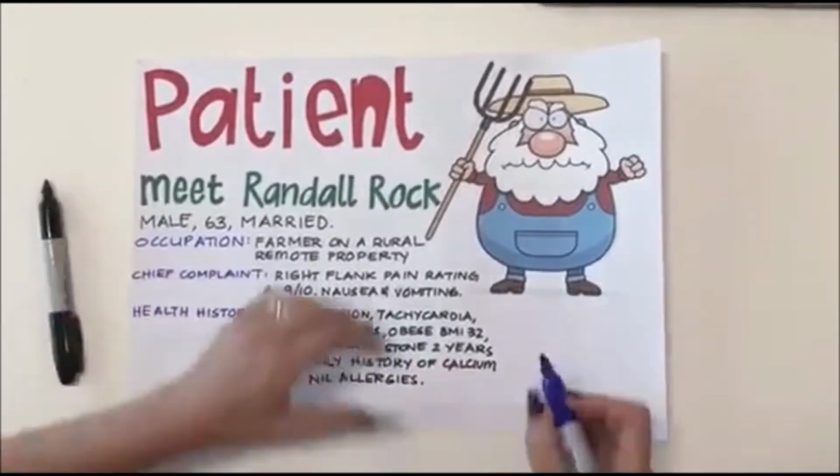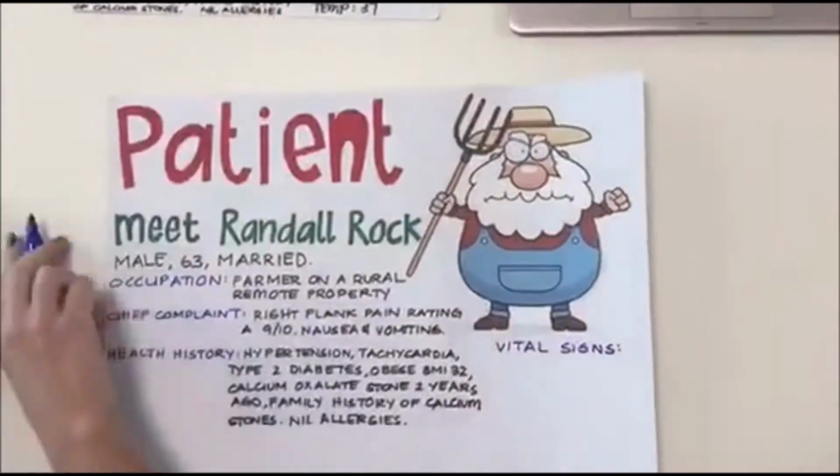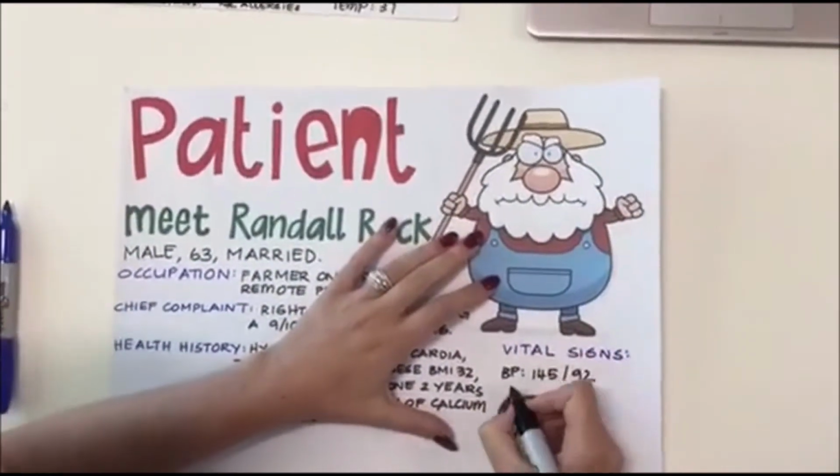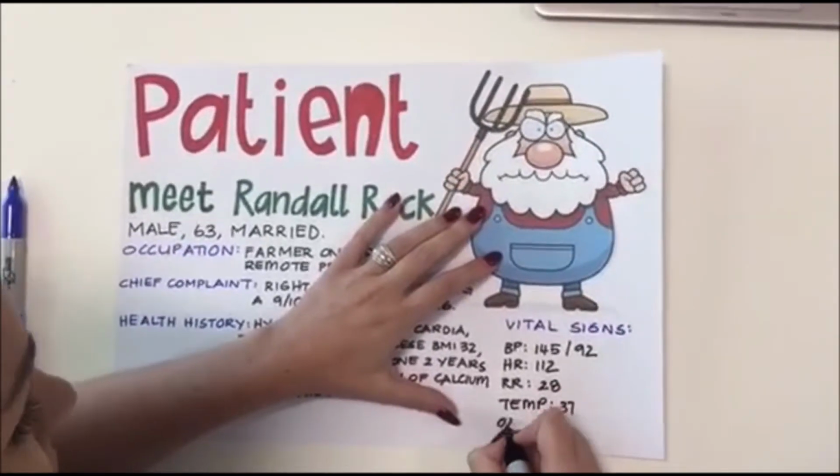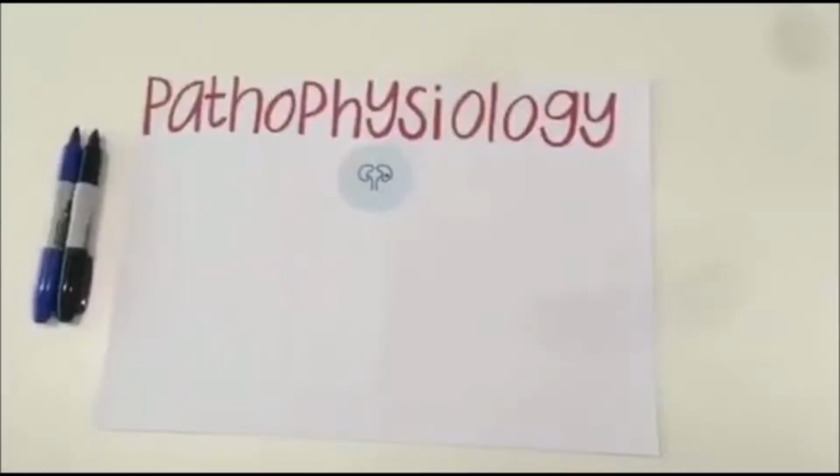Randell had his vital signs tested. His blood pressure is 145/92, heart rate of 112, respiratory rate 28, temperature 37, and oxygen saturation 98.